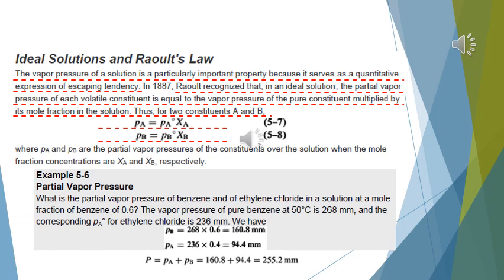Now, in order to calculate the partial vapor pressure of ethylene chloride in the solution, what we need to do is to multiply the vapor pressure of ethylene chloride, which is in this case 236 millimeters, multiplied by the mole fraction. So the mole fraction is 1 minus 0.6 and equals 0.4. So the partial vapor pressure of ethylene chloride in this case is 94.4 millimeters.